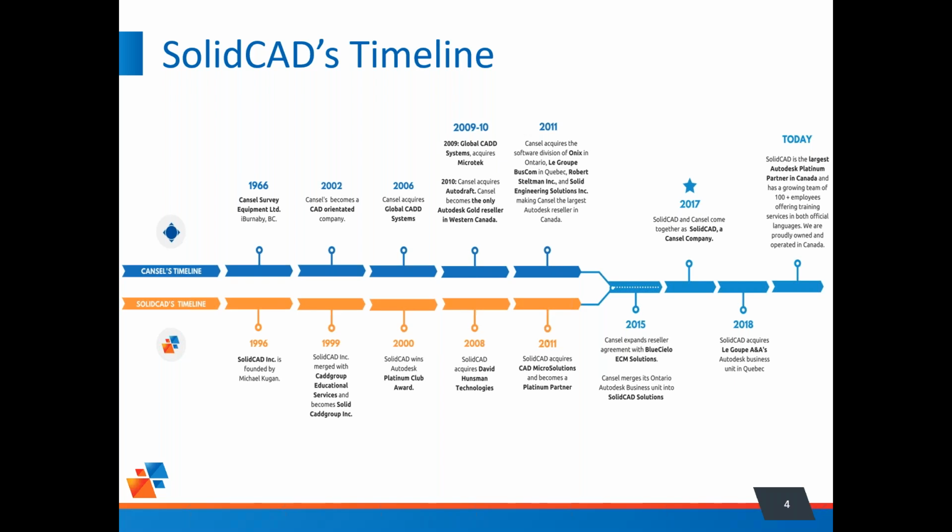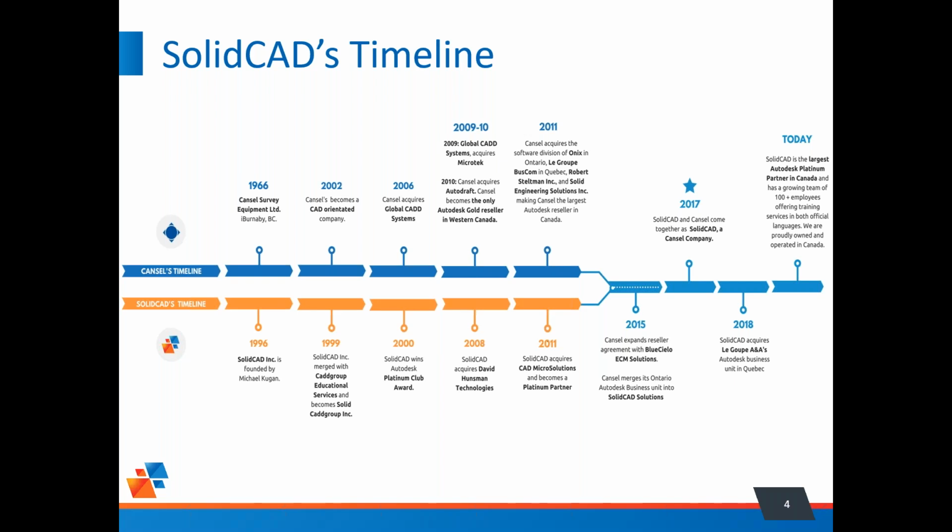SolidCAD is the first Autodesk Platinum partner in Canada, currently part of the Cancel group. SolidCAD was established in 1996, Cancel in 1966, and together since 2005. So as the largest Autodesk Platinum partner in Canada, SolidCAD has a team of over 100 professionals, technical and sales and support.